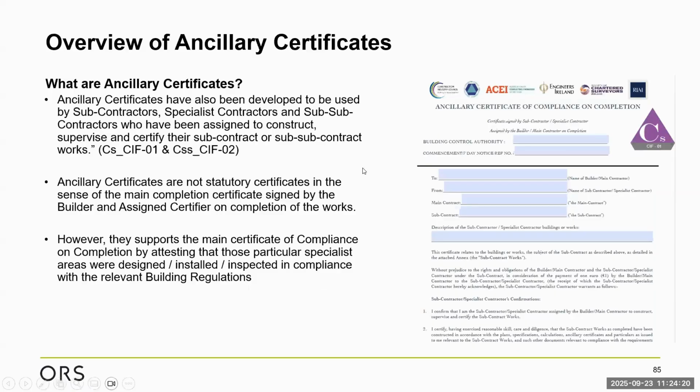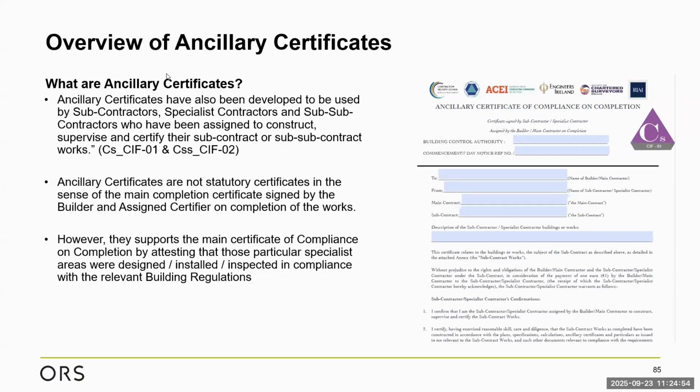We also then have auxiliary certs that have been developed to be used by subcontractors, specialist contractors, and subcontractors who have been assigned to construct, supervise, and certify their subcontract works. Essentially here we have two certs in this bracket. We have the CS, CIF01, and that will be signed by a subcontractor engaged by the builder. And then there's a second cert, which is the CSS cert, CIF02, and that's signed by a subcontractor who would be engaged by a subcontractor.